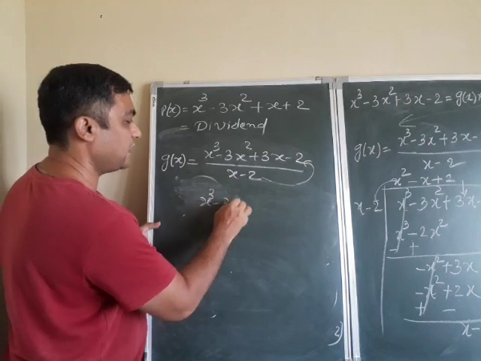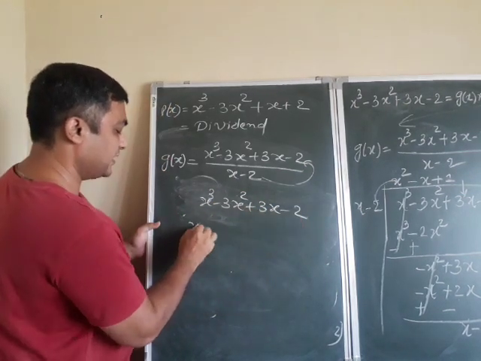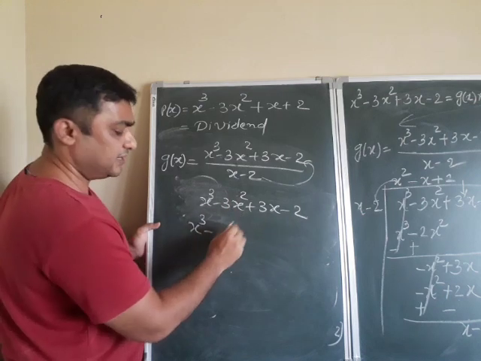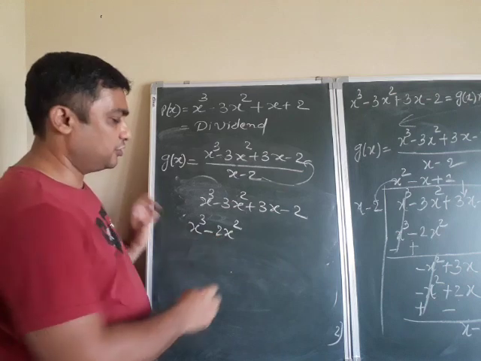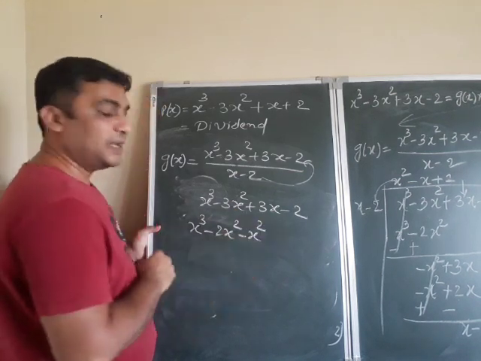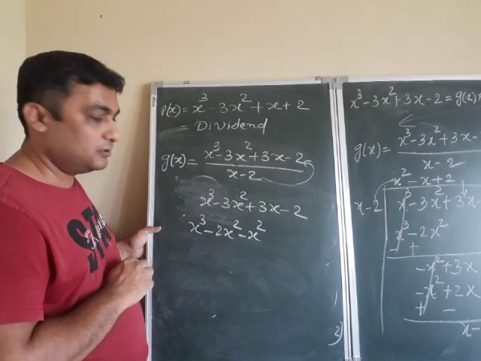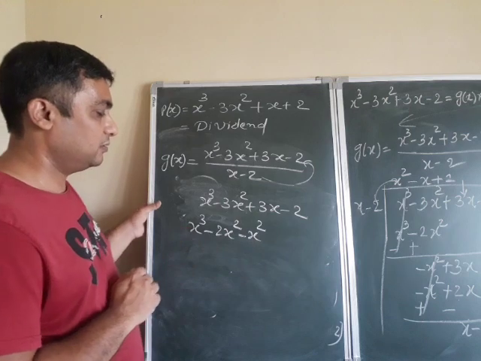See x cube minus 3x square plus 3x minus 2. See, x cube is x cube. Which number? Minus 3x square. I can write minus 2x square. x square common, remaining is x minus 2. Now here is minus 3x square. So what is my adjustment? Minus x square, yes or no? Clear? So the adjustment is minus x square.